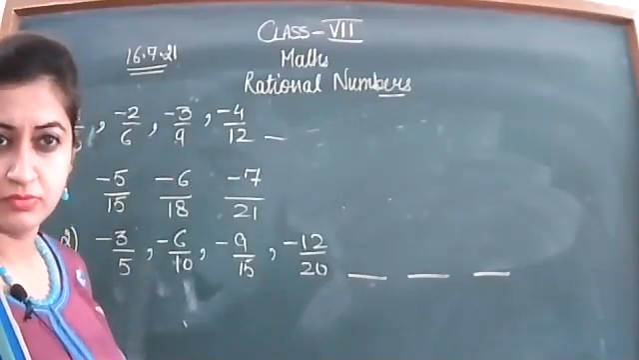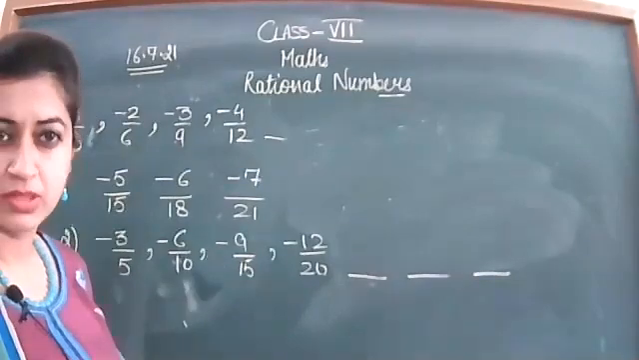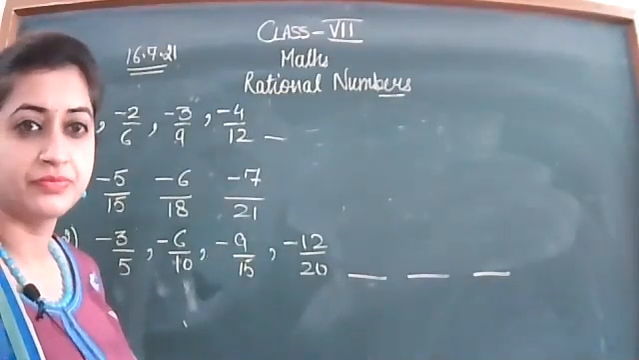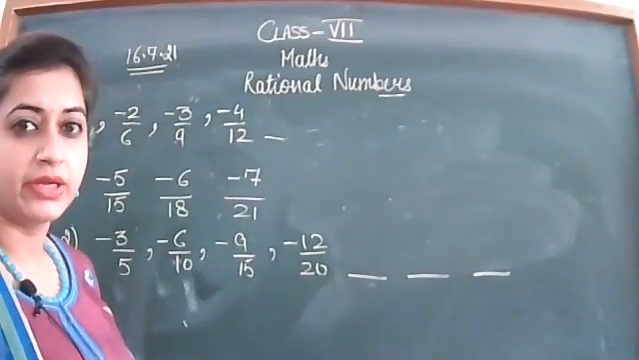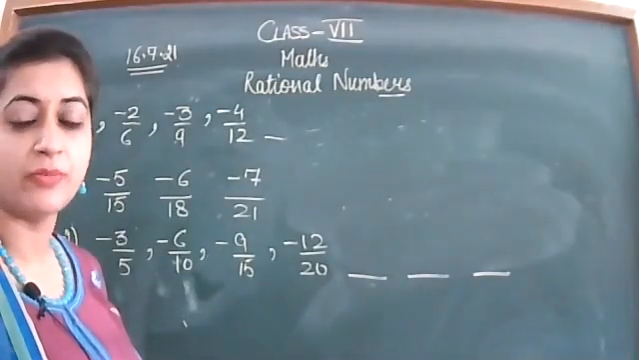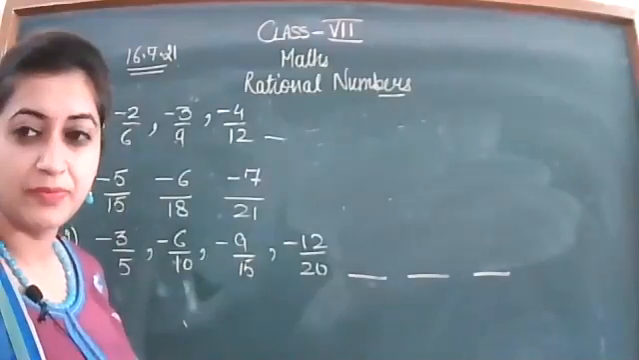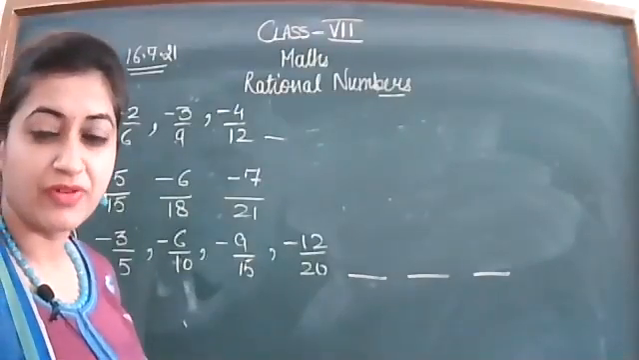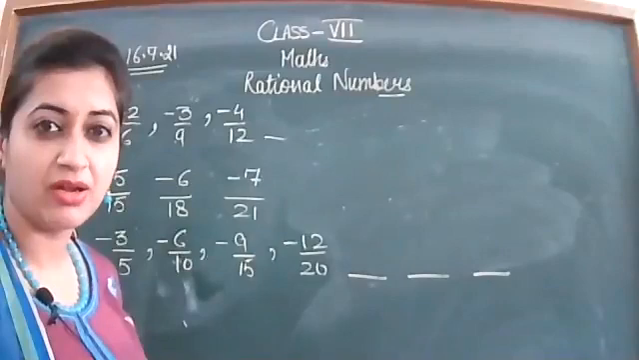Ma'am, in the numerator we are multiplying by 3. Ma'am. Stop it. From your side. Why so much disturbance is there, beta?